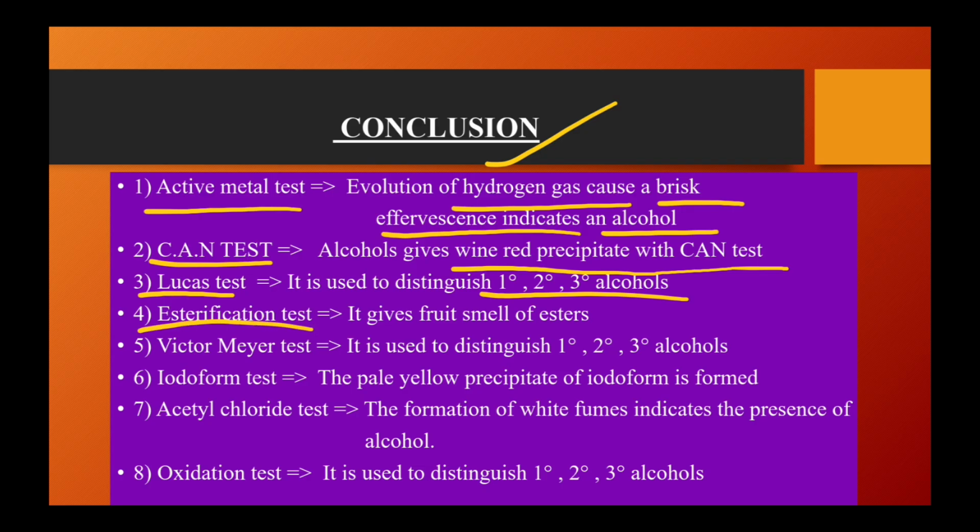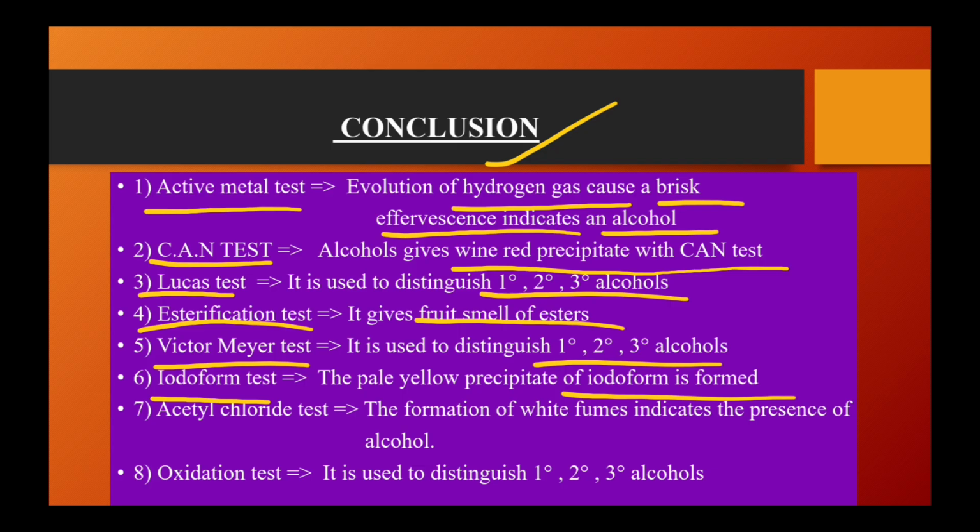Then the esterification test will give the fruity smell of esters. Then the Victor Meyer test, also used to distinguish primary, secondary and tertiary alcohols. In that, primary alcohol will give blood red color, secondary alcohol will give blue color, and tertiary alcohol will give a colorless compound. Then the iodoform test: a pale yellow precipitate of iodoform is formed, particularly by alcohols containing the CH3CHOH group. Only alcohol containing the CH3CHOH group will give the iodoform test.